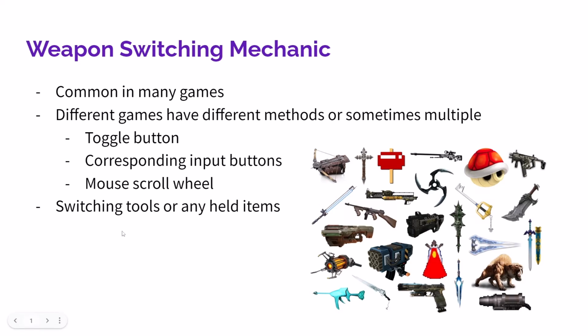Different games usually have different methods, or sometimes multiple methods of switching between weapons, and we'll be going over three of those. First is the toggle button for toggling between weapons. Second is corresponding input buttons for each of our weapons. And third is the ability to scroll between weapons using a mouse scroll wheel.